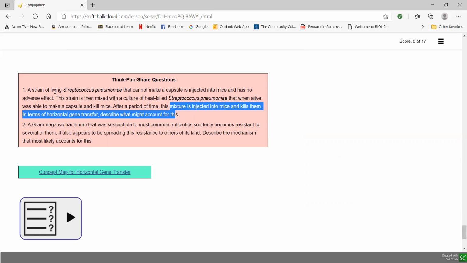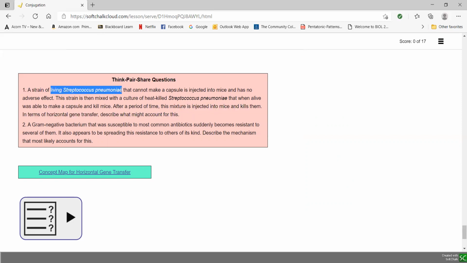Well, again, look at keywords. We have a living bacterium being mixed with a killed bacterium. So where's the only place where we saw a transfer of DNA from a dead degraded bacterium to a living recipient? And that was transformation. Remember our definition, transformation is DNA from a dead degraded bacterium, and there's a competent living bacterium, and that DNA can then be exchanged. So that would describe transformation.